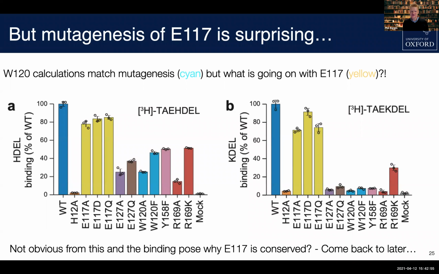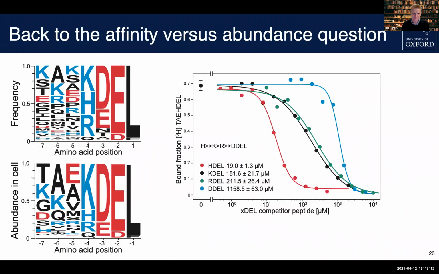So it's not obvious from this, actually, and the binding pose, why that E117 is so important, and it is very important. It's conserved amongst KDEL. So I'm going to come back to that later and explain how we think this works, actually.